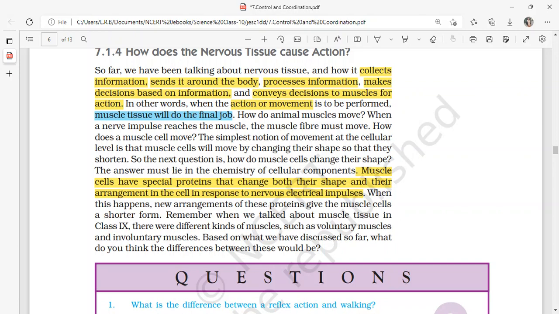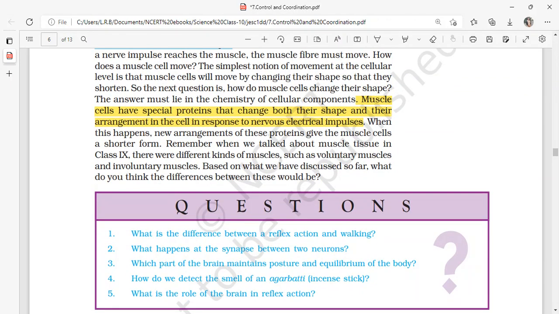When this happens, new arrangements of these proteins give the muscle cells a shorter form. So when these changes and arrangements happen, the muscle cells will be in their shorter form.